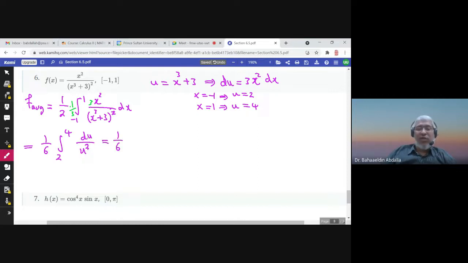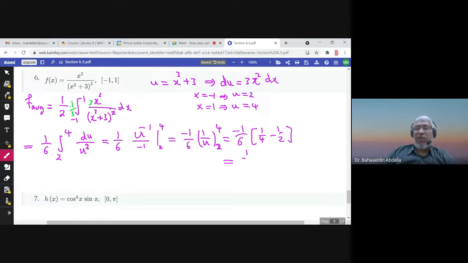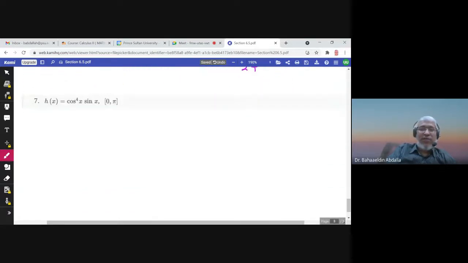So how to find the integral of 1 over u squared? I take it as u to the power -2, and the integral is u to the power -2 plus 1, or u to the power -1 over -1, from 2 to 4. This negative, I'll take it here, so I have -1 over 6, and u to the power -1, I will write as 1 over u from 2 to 4. So -1 over 6 times 1 over 4 minus 1 over 2, which is -1 over 4. So -1 over 4 times -1 over 6 will give you 1 over 24. So that's the average value.